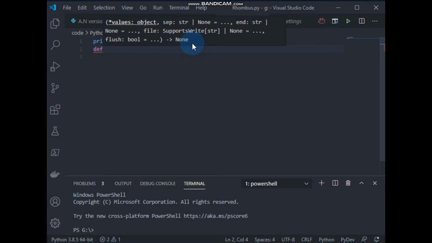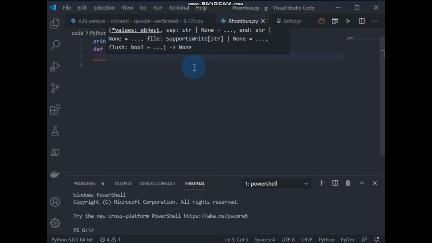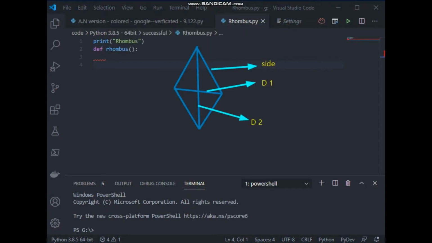and def rhombus, empty brackets. A rhombus will be like this: side, diagonal 1 and diagonal 2. With the help of diagonal 1 and diagonal 2, we need to find side, area and perimeter.